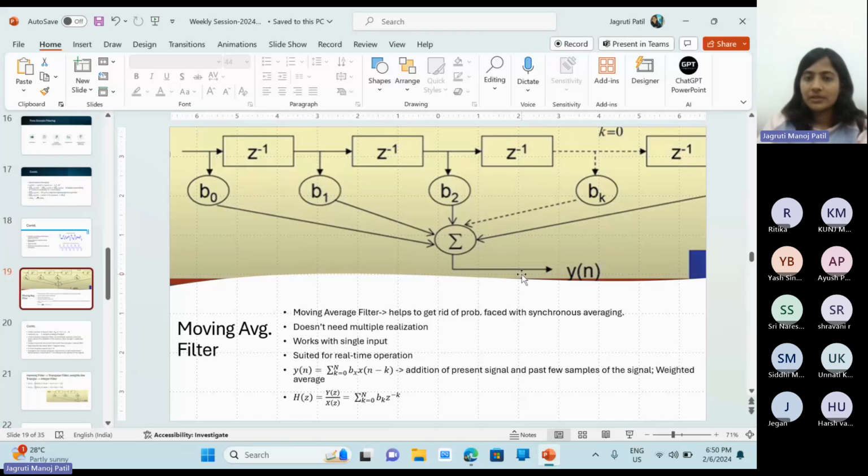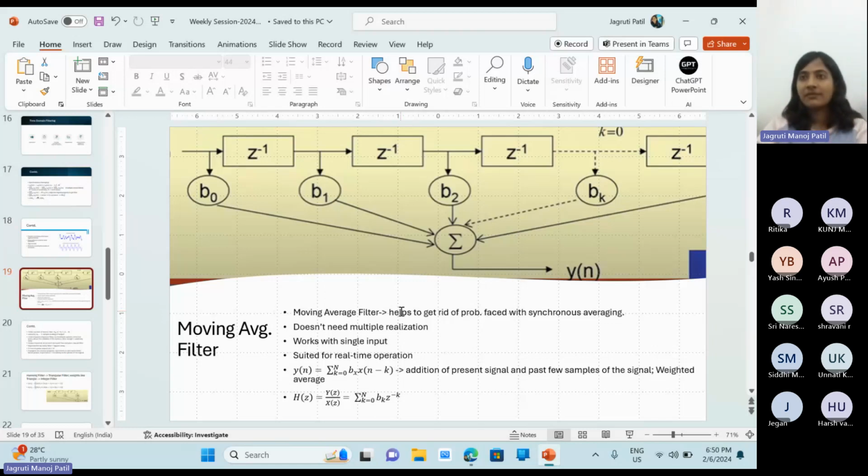So there are two types of filters for the same. One is IIR filter, another is FIR filter, where FIR stands for finite impulse response, IIR stands for infinite impulse response. One needs a feedback, one doesn't. So there was a problem in synchronized averaging: every time you need to see that everything is in sync with each other. That might not always be the case.